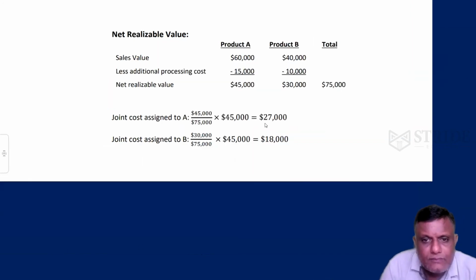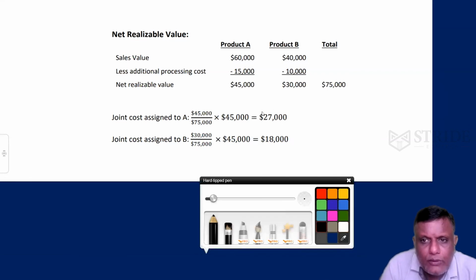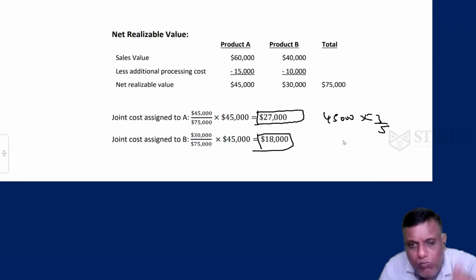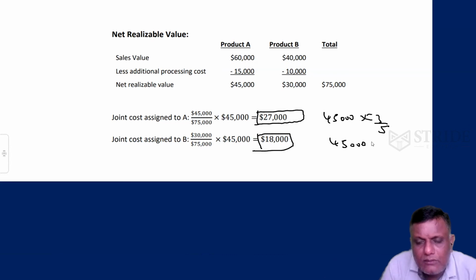That's it. So 27,000. Reverse method, I told you reverse method. Here 18,000. So 45,000 into 3/5. Please check it out. Okay. Similarly, 45,000 into 2/5. So 27,000 joint cost apportioned to A. So 18,000 joint cost apportioned to B.